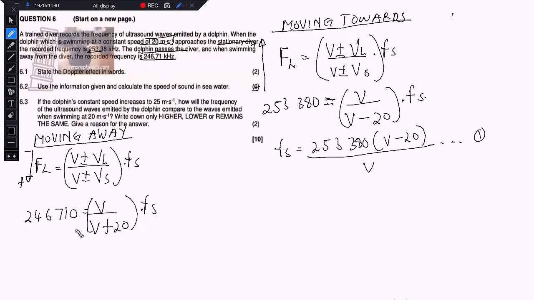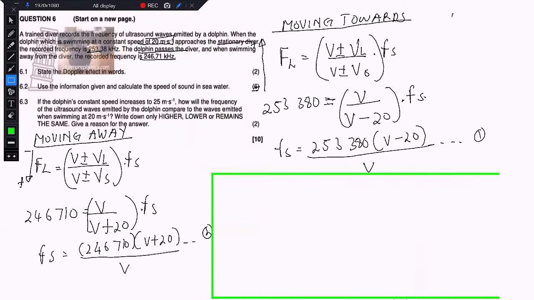Now let's make Fs the subject of the formula once more. So Fs, cross-multiplying, is 246,710 multiplied by V plus 20, over V. We want to call this equation number 2. At this point, what you need to do is equate the two equations and do your maths. So equate equation 1 and equation 2, because they are both equal to the frequency of the source, which means you can equate them.